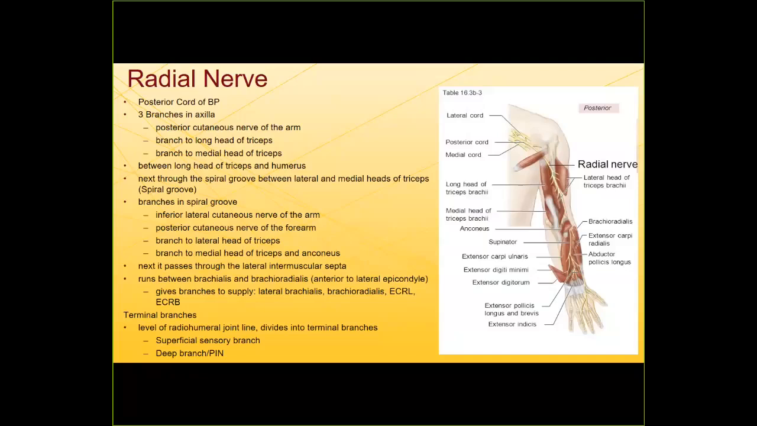Okay, so we should get going. We're going to start talking about the radial nerve now. So the radial nerve, as you recall, branches from the posterior cord of the brachial plexus. Okay, and it sends off three branches kind of at the level of the axilla, where it innervates the posterior cutaneous nerve of the arm, and then it sends off a branch to the long head of the triceps, and it sends off a branch to the medial head of the triceps.